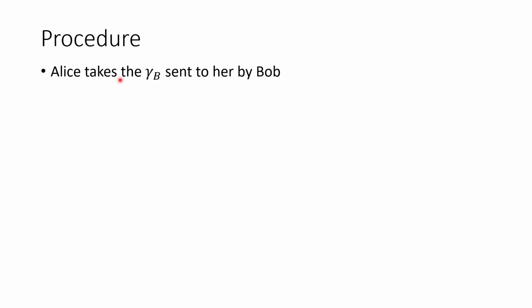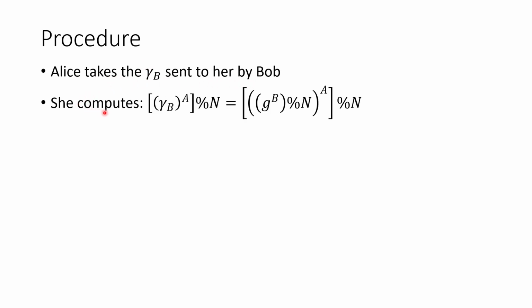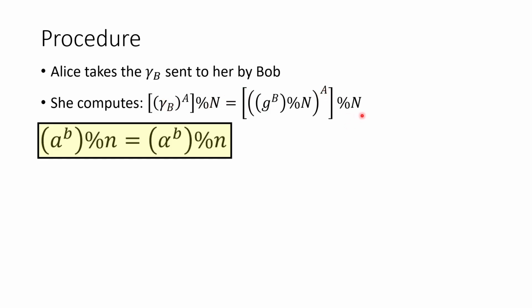So at this point, Alice takes the gamma b sent to her by Bob, and she computes the following. She takes this gamma b, raises it again to the power of her private number a, and then whatever this quantity is, she takes mod n. Just to remind ourselves, Bob's original gamma b was g to the power of b mod n, and so Alice is taking that, raising it to the power of her a, and then doing mod n on that.